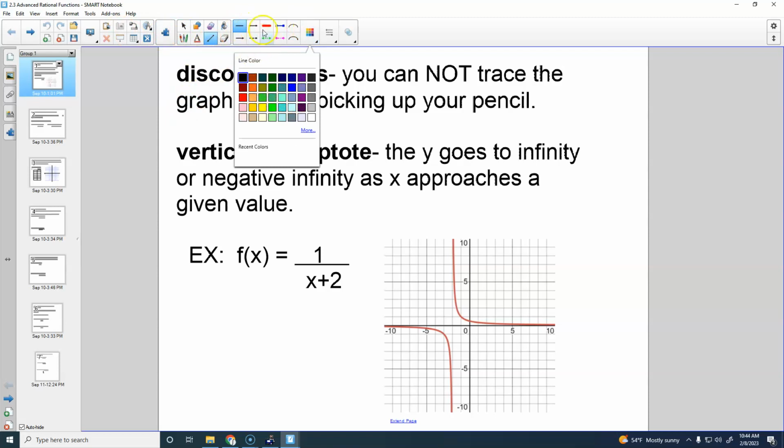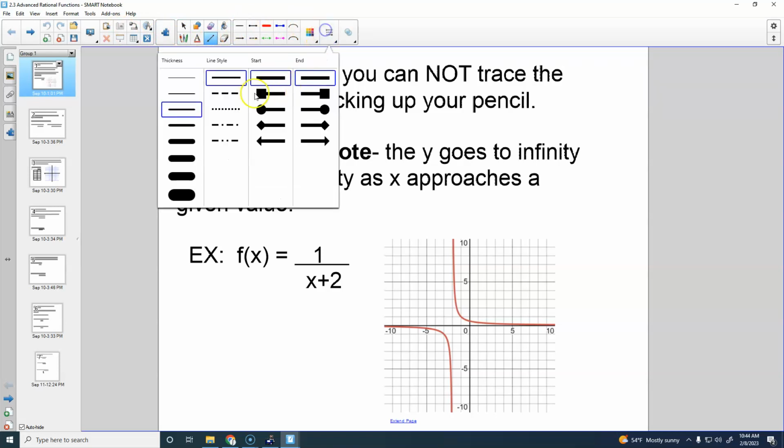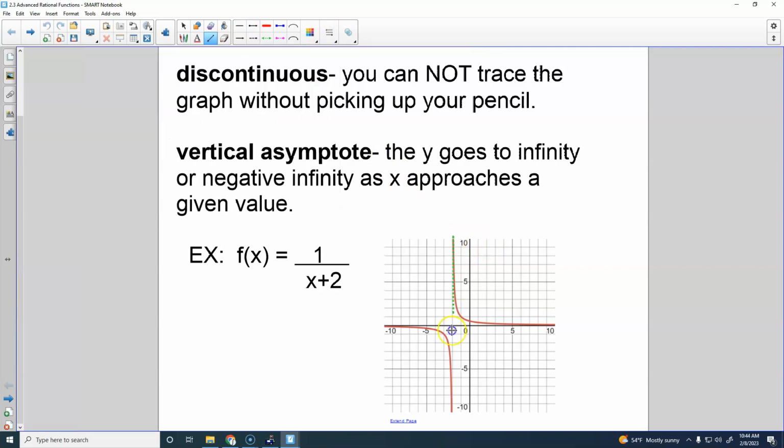This is true for all functions, not just rationals. If I put a dotted line here where my vertical asymptote is, what this means is as I trace this graph, I get closer and closer and closer to a value, and for this one that value is -2. As I get closer and closer to -2, my y values just plummet. They go to negative infinity. From the other side, as I get closer and closer to -2, they keep going up and up and up. So the graph sort of veers off as it gets closer to that point.